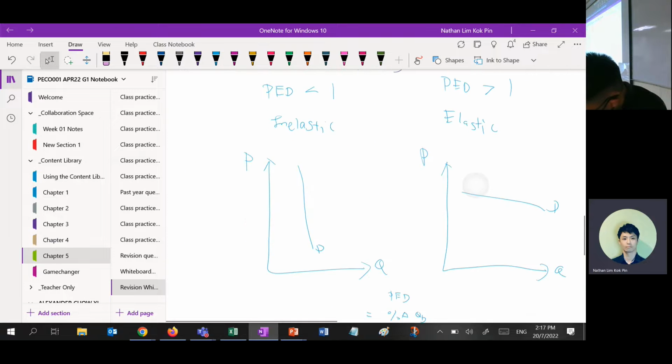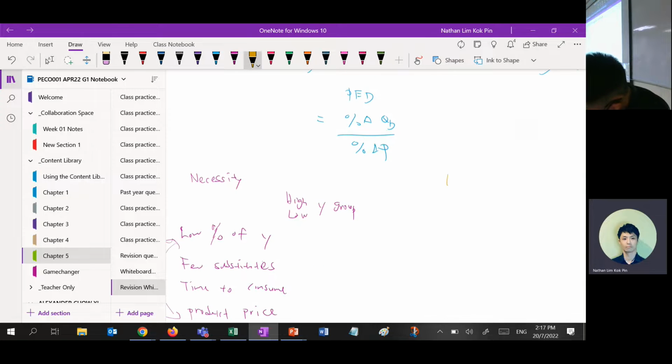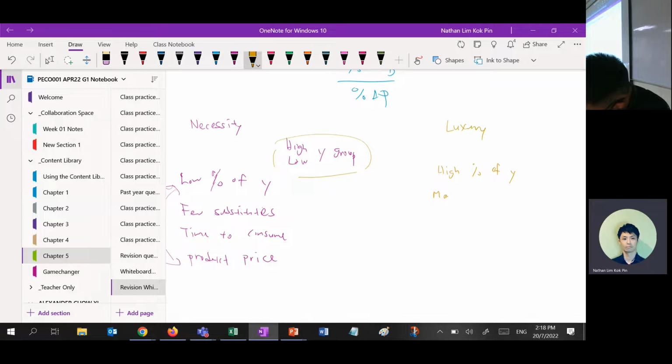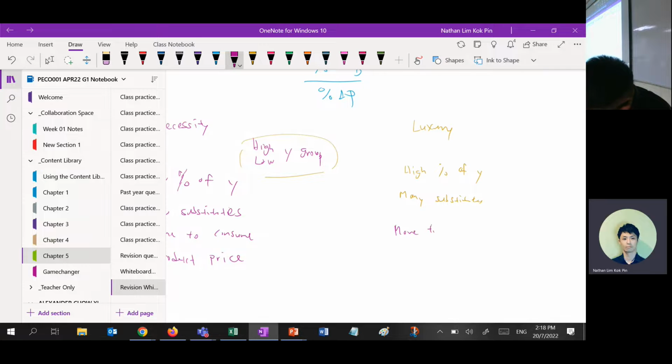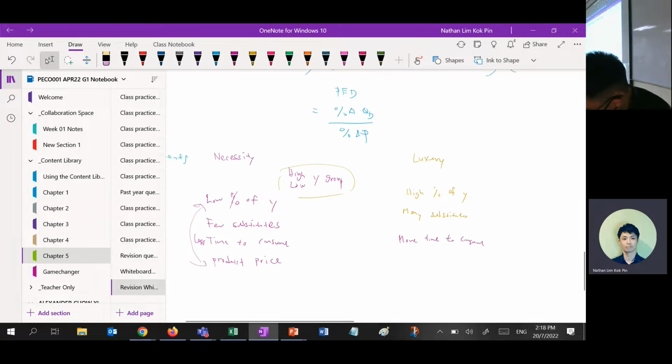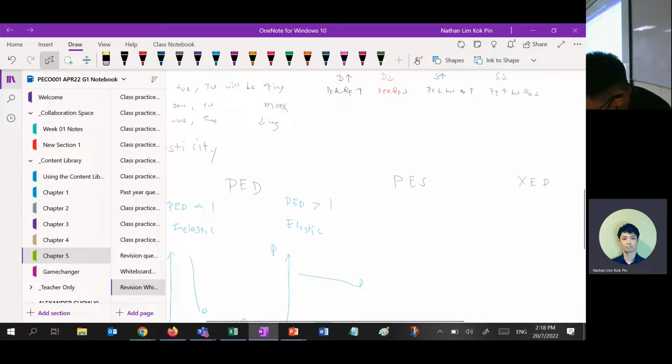Next one is the elastic. For elastic, it must be a luxury. High percentage of income. Many substitutes. Oh, this one just now I forgot to write. Less time to consume. This one is less time to consume, this one is more time to consume. Again, the product price depends on the percentage of income. All right. So that is for PED.